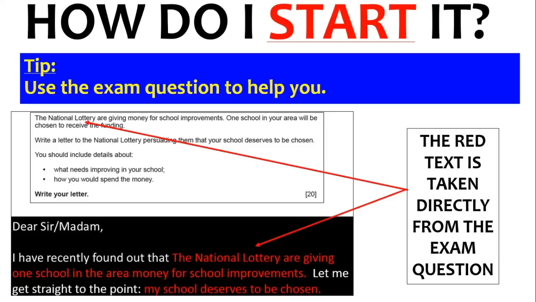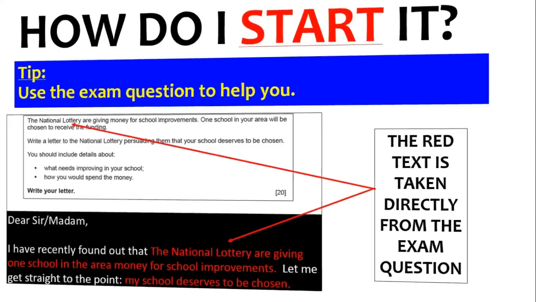Remember, the intro hasn't got to be 5 or 6 lines. A 1 or 2 sentence introduction is absolutely fine. All you're doing is outlining what you're going to talk about. So, for example, this question is about why should my school get funding for school improvements? All I'm doing in my intro is saying my school deserves to be chosen. I'm not saying why. So then in my second, third, and fourth paragraph, I would give the reasons. So I might say we have no computers, we have no sports hall, but I'm not doing that in my first paragraph. All I'm doing in my first paragraph is saying why I'm writing.